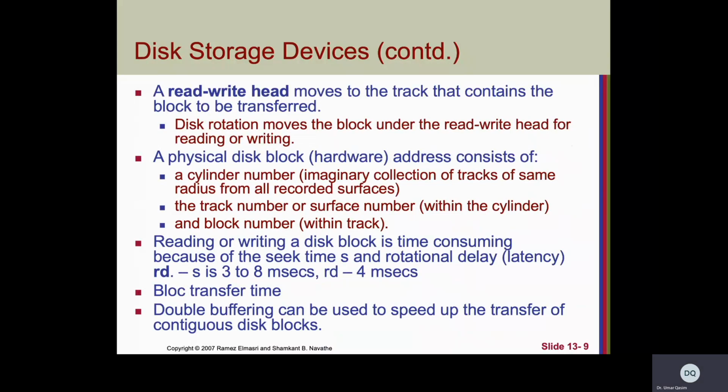So a physical disk block address consists of a cylinder number, the track number or surface number within the cylinder, and the block number. So all these three pieces of information are kept, and using that, information is read from a disk.